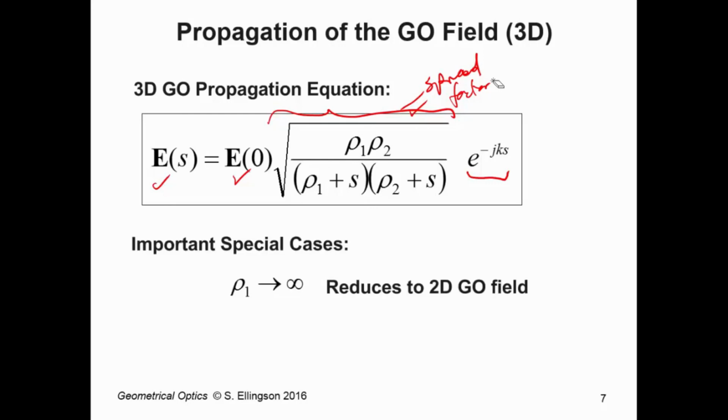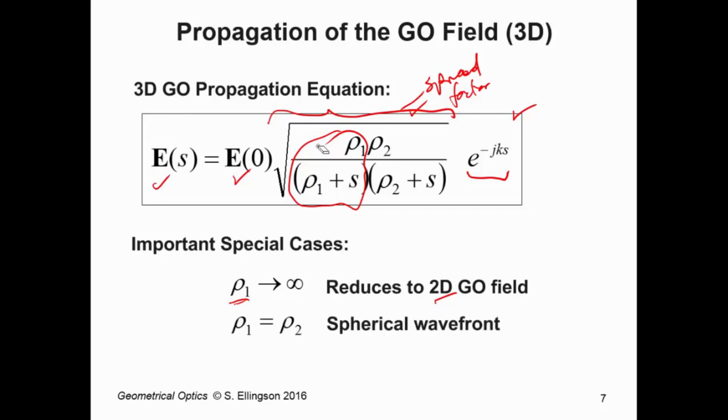2 important special cases to note here. You can go from this general expression for 3 dimensions back to 2 dimensions simply by letting one of the radii of curvature go to infinity. Here I've said rho 1, could also be rho 2, but you choose one of these 2 radii of curvature, rho 1 or rho 2, let it go to infinity, and you will see that you get the 2-dimensional expression back. If you let rho 1 go to infinity, you'll find that this part disappears in the limit, and then you're back to the 2-dimensional expression.